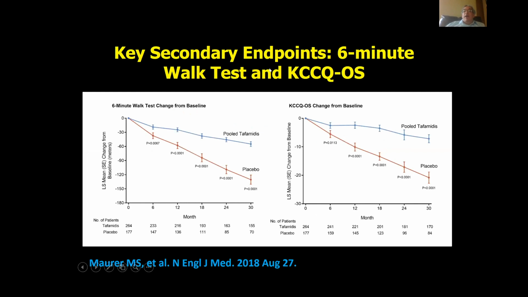We had key secondary endpoints in this trial, including functional capacity as measured by the 6-minute hall walk and the Kansas City Cardiomyopathy Questionnaire to measure quality of life. And as you can see, tafamidis slowed the decline. It didn't make people better, but slowed the decline in the functional capacity, or 6-minute hall walk, and the same thing with the KCCQ.